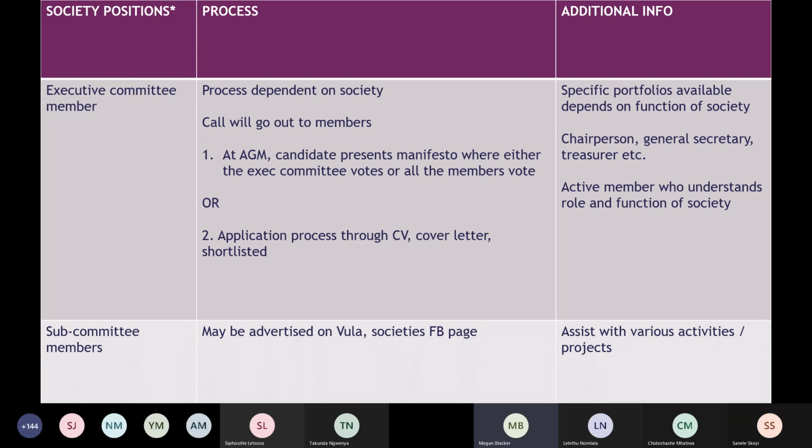Added to this, there might be opportunities for subcommittee members, and these are students that will be needed for various activities or projects within the society. So obviously, again, it will be advertised either on the Vula page, or on their Facebook page, or whichever platform that society actually uses.